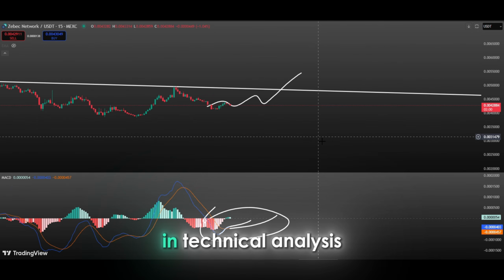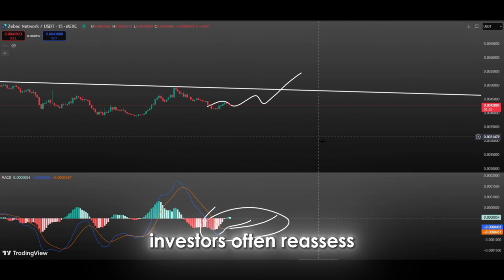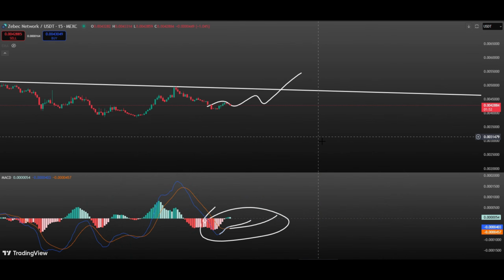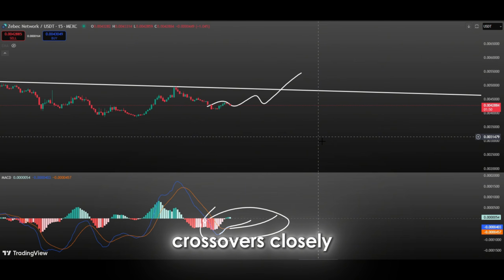In technical analysis, such signals are usually interpreted as early warning signs before an uptrend, and experienced investors often reassess their positions and shift toward bullish strategies after such crossovers. It is important to monitor these crossovers closely.